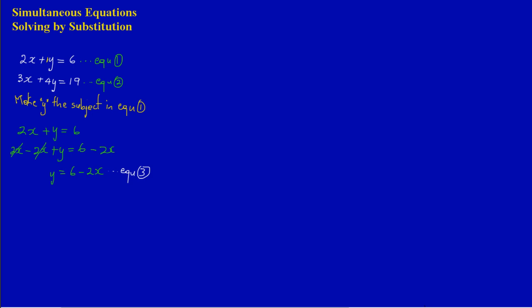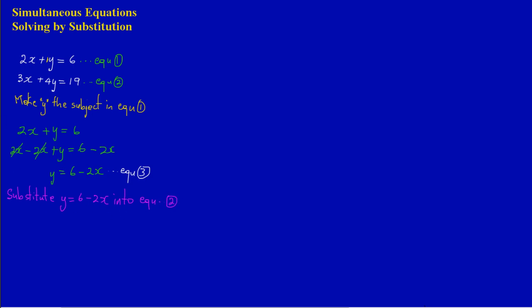Now, after I've completed that, the next thing I need to do is substitute my equation 3, which is y is equal to 6 minus 2x, into equation number 2. Since I've made y the subject in equation 1, then wherever y is in equation 2, I'm going to put 6 minus 2x. So let's make another note here: substitute y equals 6 minus 2x into equation 2.